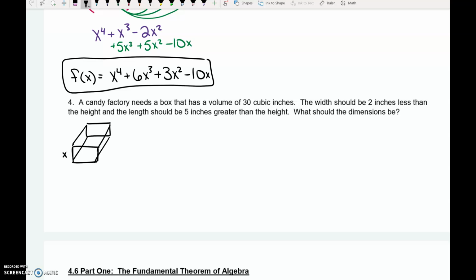Okay, I'm going to call the height x. The width should be 2 inches less than the height. That would be x minus 2. And the length of the box should be 5 inches greater than the height. That's x plus 5. Volume is length times width times height. I know I didn't say those in the right order, but multiply the three things together, that's the volume. They want the volume to be 30 cubic inches.